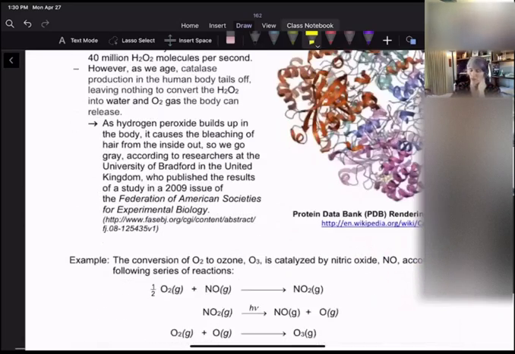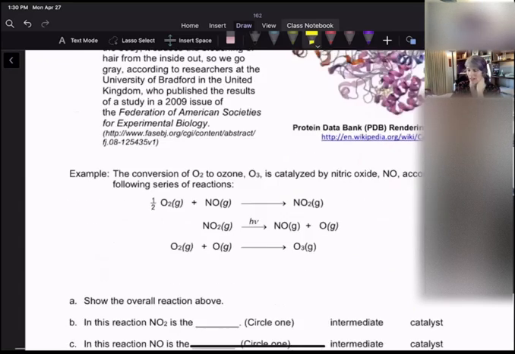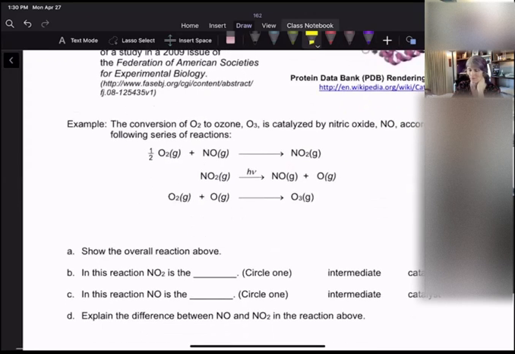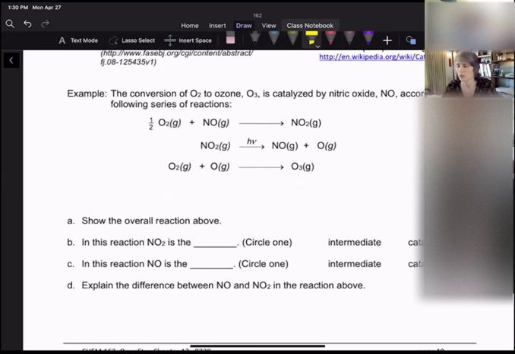All right, so conversion of oxygen to ozone catalyzed by nitric oxide. We have a series of reactions. So show the overall reaction, identify intermediate and catalyst, and so let's take a minute to do that.